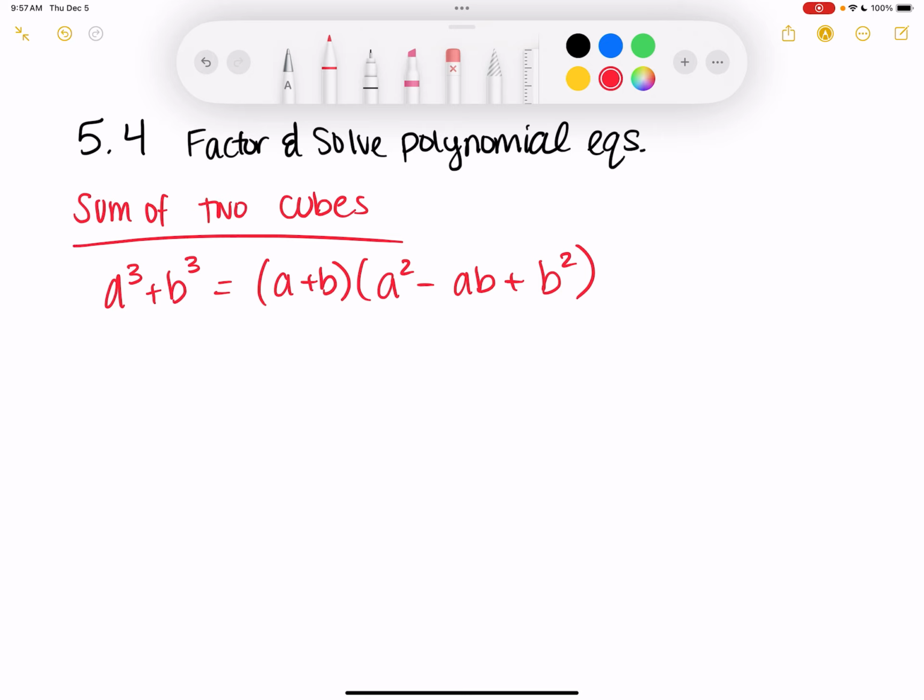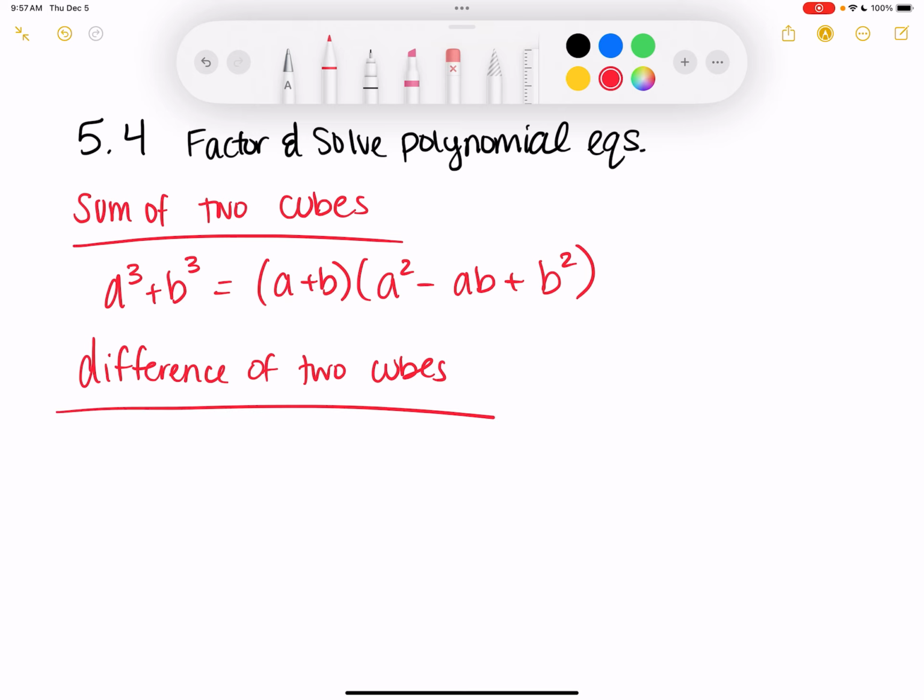And then the difference of two cubes is basically the same thing, the signs are just different. If we have a cubed minus b cubed, that factors into a minus b times a squared plus ab plus b squared.